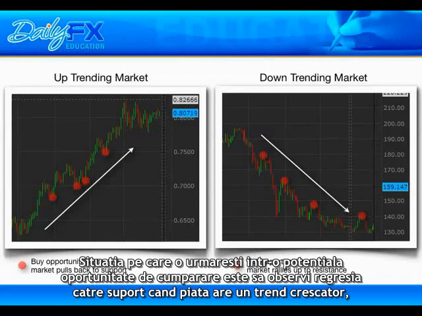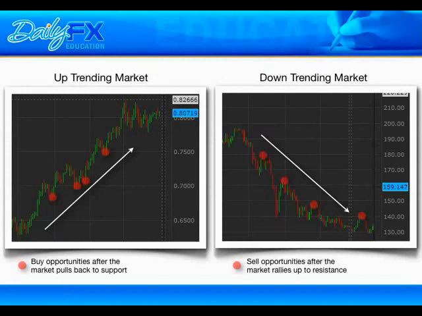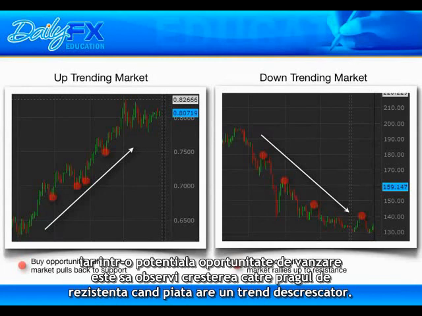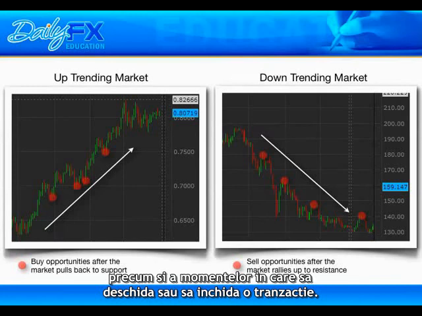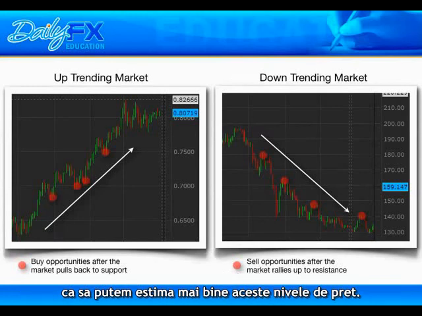The situation you want to look for in a potential buying opportunity is to note a pullback down to support when the market is in an uptrend. A potential selling opportunity is a rally up to resistance when the market is in a downtrend. While many traders can identify a move against the trend, they do have a tough time determining support and resistance, or the entry point and the initial stop level on a trade. Therefore, let's talk about how stochastics can be used to better estimate these price levels.